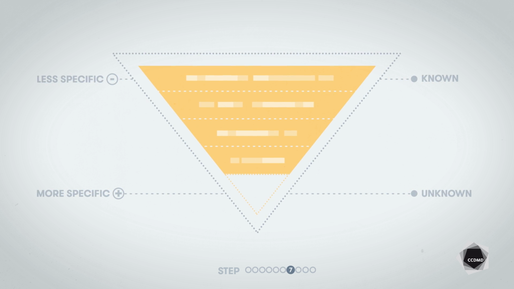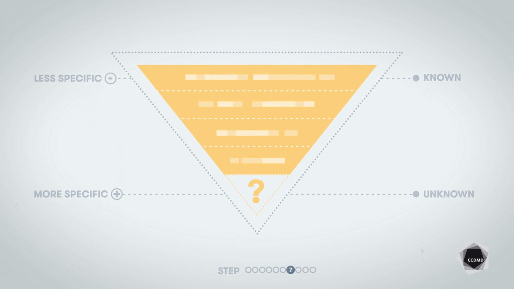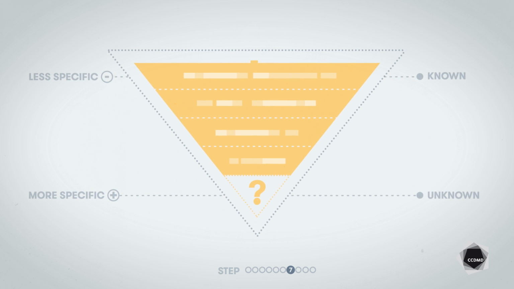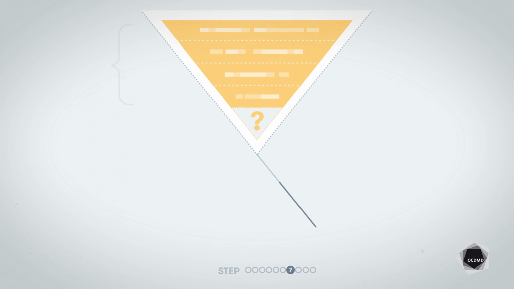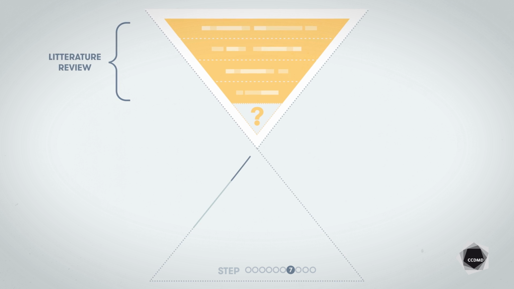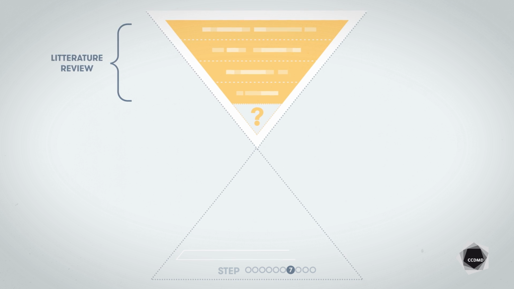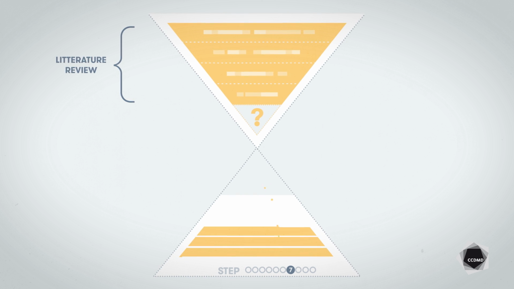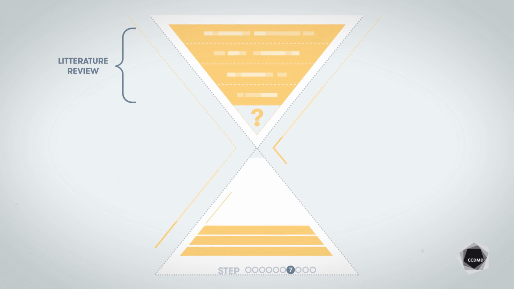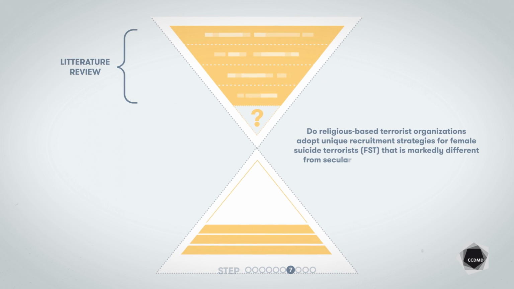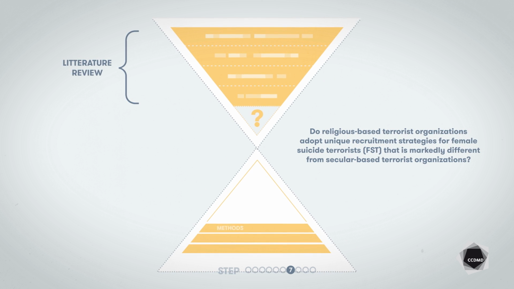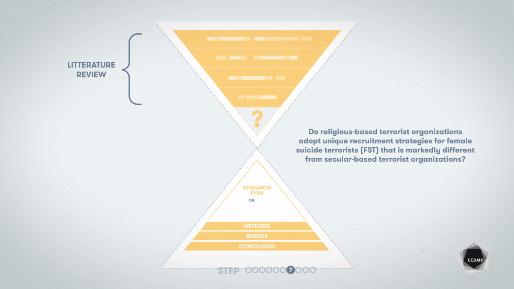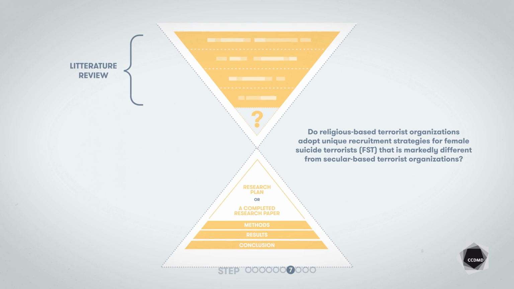Step 7 is to develop a viable research question out of an existing gap, inconsistency, or controversy that emerges from the literature. The top half of the research proposal hourglass contains the introduction. Most of the introduction consists of the literature review. Its information and the gaps it reveals funnel down to your research question, which in turn sets the stage for the bottom half of the hourglass, the research plan or the completed research paper.